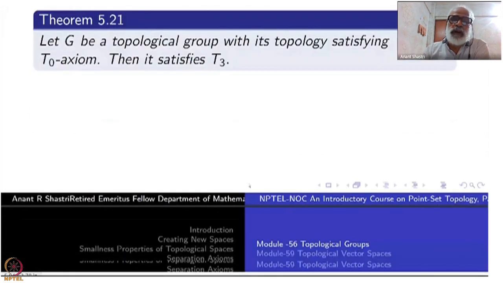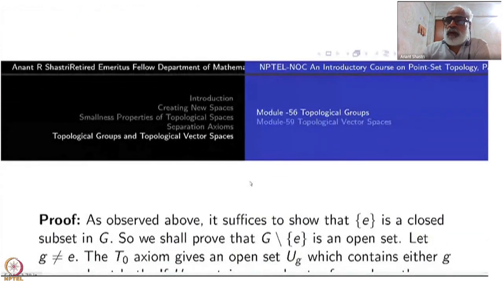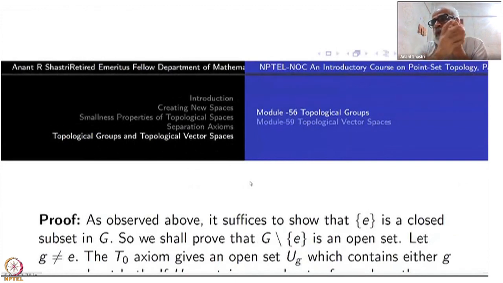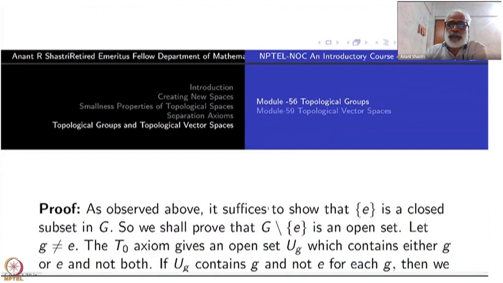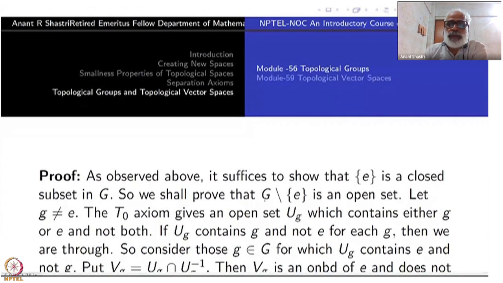So what is the meaning of T0? T0 means given two distinct points, you may be able to find an open set around one of them not containing the other. But which one it will contain, you don't know. That is the point. Whereas if you can be sure that you can do it for both the points, that is T1. But in the case of a topological group, you don't have to worry about all the points. You should just show that the singleton E is closed. Then, because the translation homeomorphisms are there, all other points will also be closed. This we have observed earlier. So all that we want to show now is that G minus E is open.